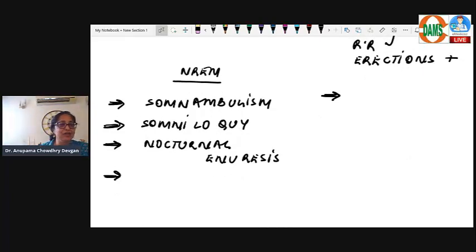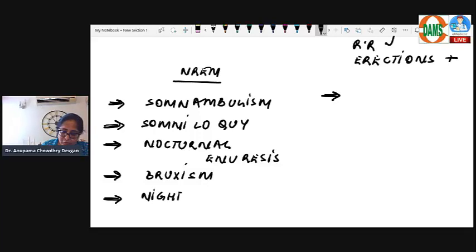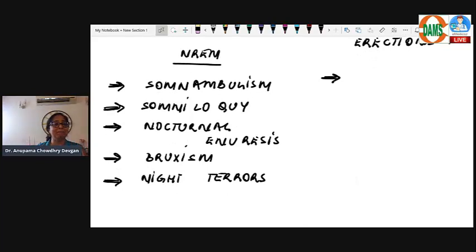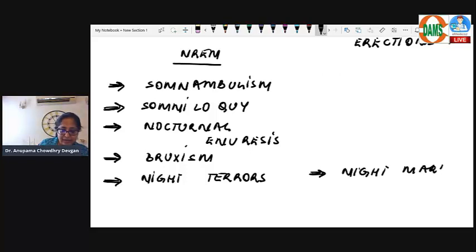All right. Nocturnal enuresis, bedwetting. This is in NREM sleep. Bruxism. Bruxism is teeth grinding, also in NREM sleep. Night terrors. What are night terrors? Night terrors are dreams which you cannot remember. Dreaming will happen in NREM and REM, but in NREM you cannot remember. What you can remember are called nightmares. Nightmares are what you can remember.